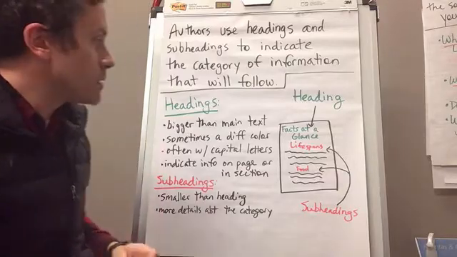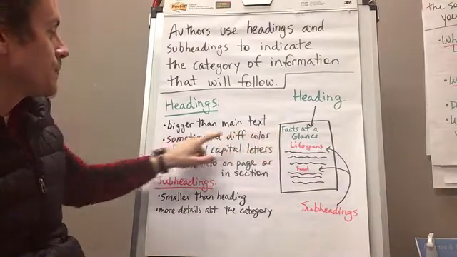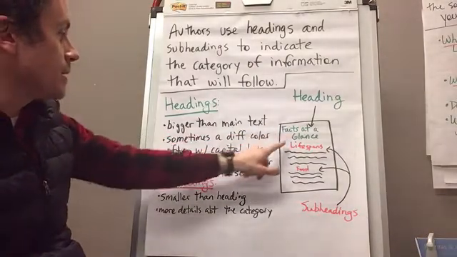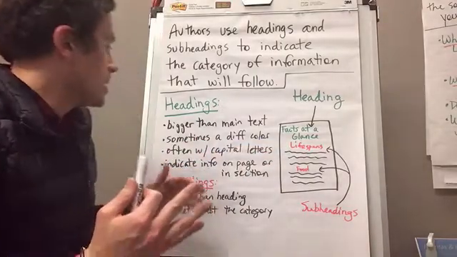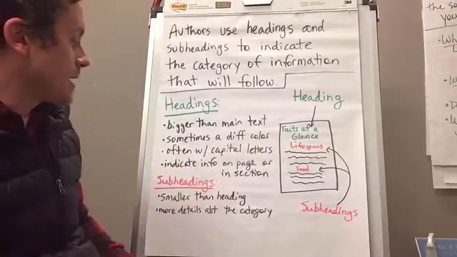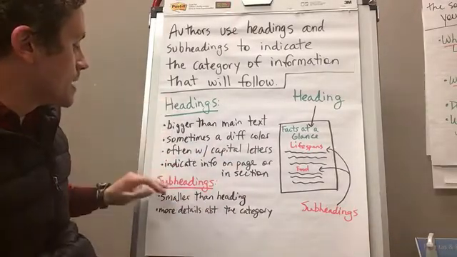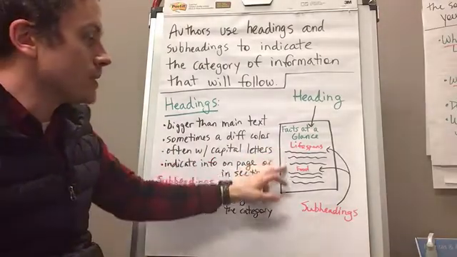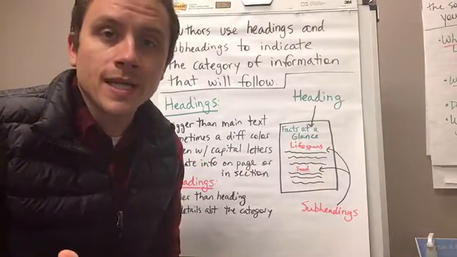Now, we learned to recognize headings, which can be bigger than the main text. They sometimes are a different color, and often with capital letters, and they can indicate, as I said, the information that is on the page or in the section. The main differences between subheadings and headings: subheadings are smaller in size, and they talk about more details. Now today we're going to read nonfiction text again.